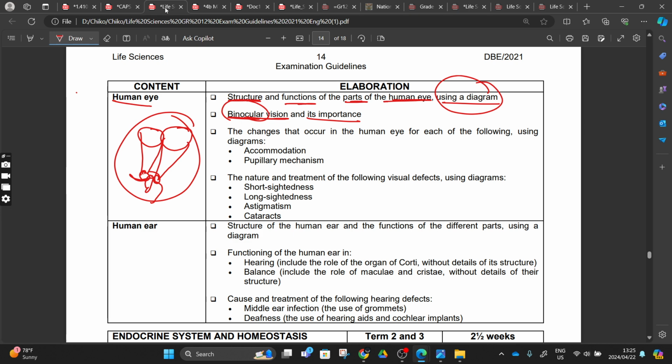And then another thing, since today is Monday and today we are dealing with our planning, this lesson, we will do accommodation and the pupillary mechanism tomorrow. By this time you'll know the structures and what their functions are, and how these structures behave, so that it ends up having an accommodation, or a pupillary mechanism. These are the changes that occur in the human eye for each of the following.